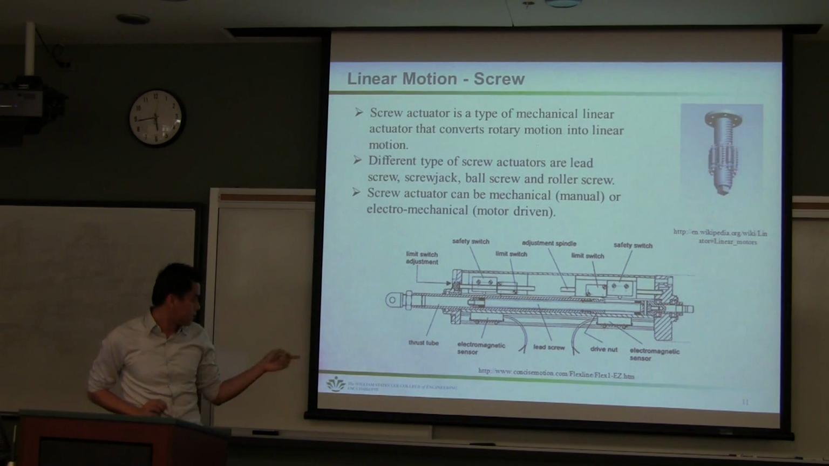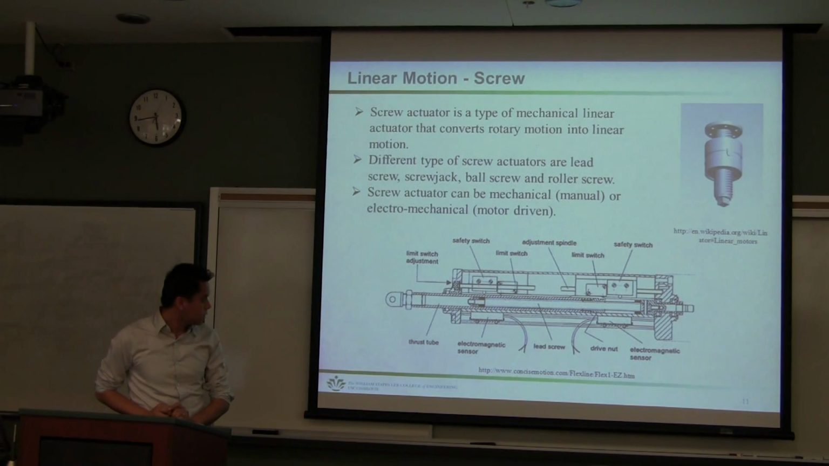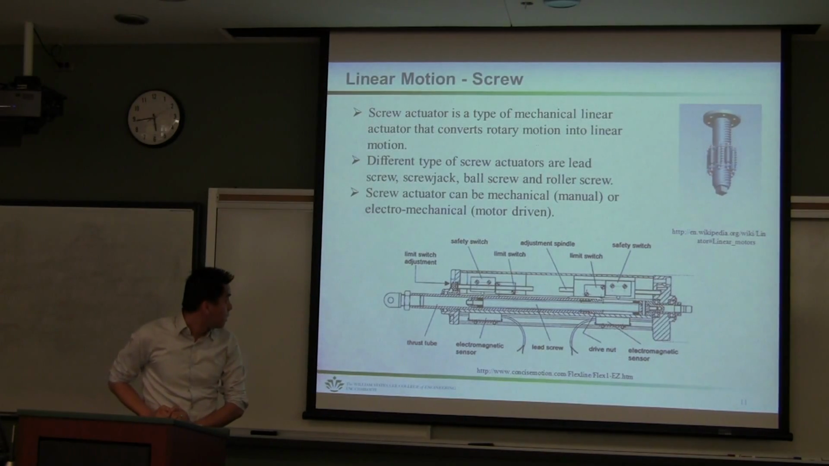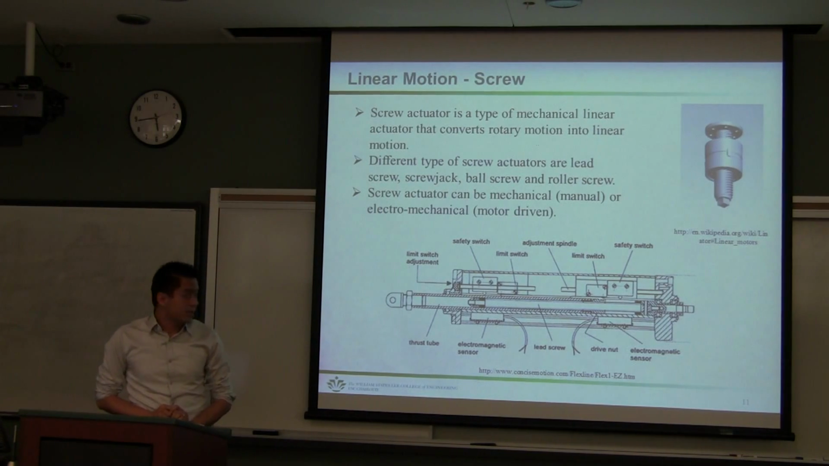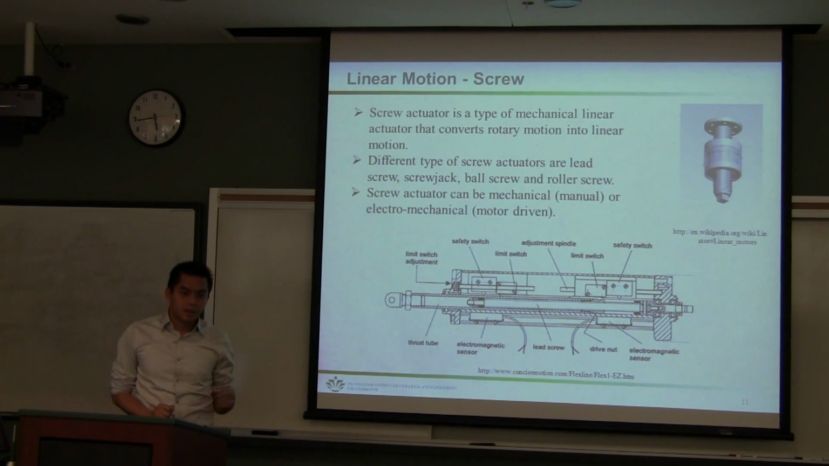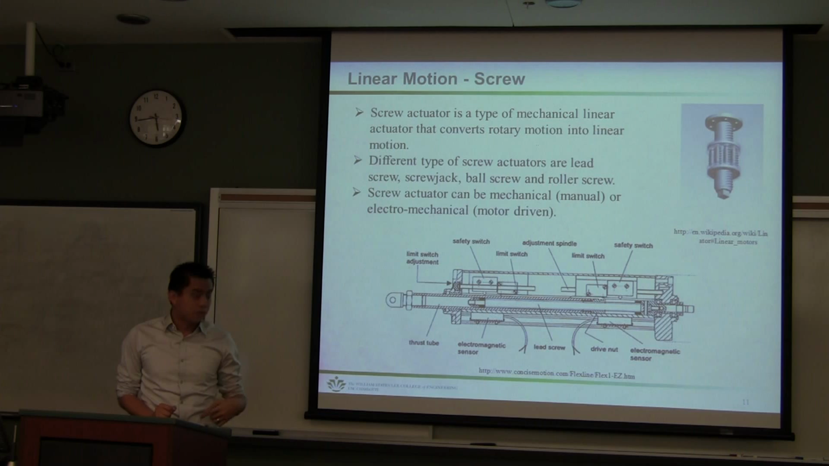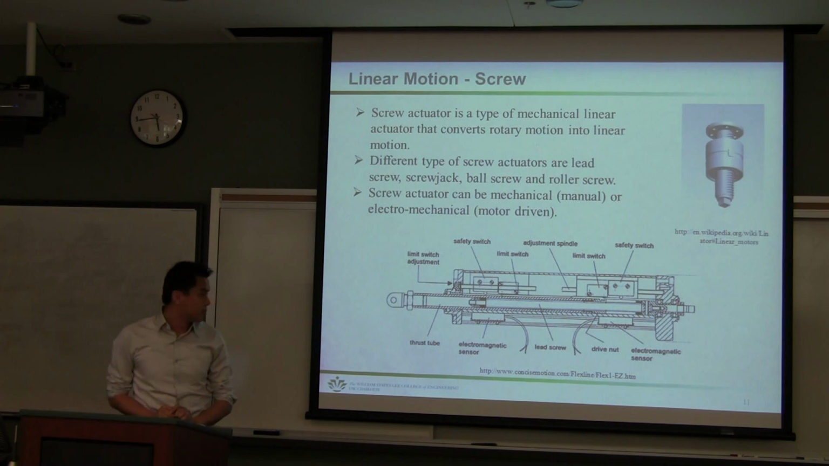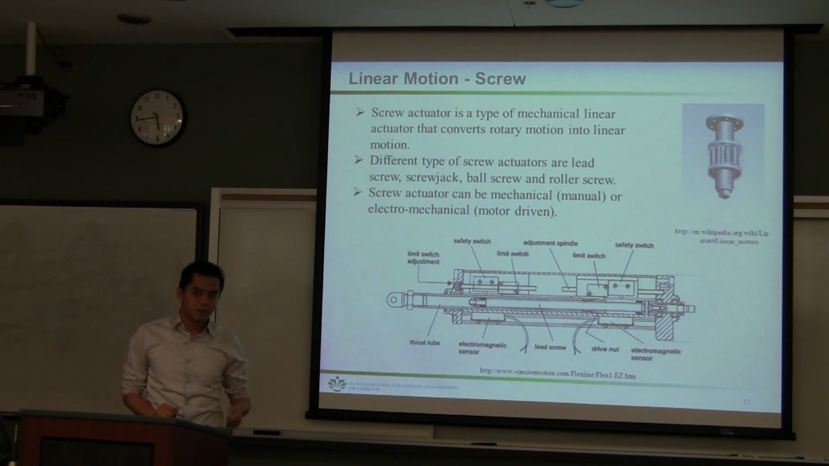And this picture right here is a linear actuator with this screw. The screw actuator can be either manual, where you have a spindle and you spin it to move the screw back and forth, or it can be electromechanical, so you have a motor that turns the screw around.